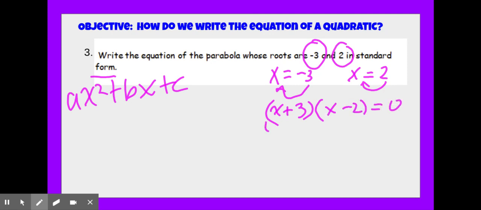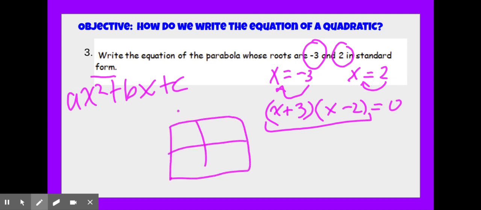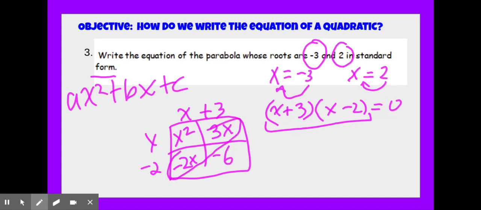Now I'm going to simplify this expression by multiplying using the tabular method. I'm left with x plus 3, x minus 2, multiply. You have x times x is x squared. X times 3 is 3x. X times -2 is -2x. And -2 times 3 is -6. Combine your like terms, and you're left with x squared. 3x minus 2x is plus 1x.